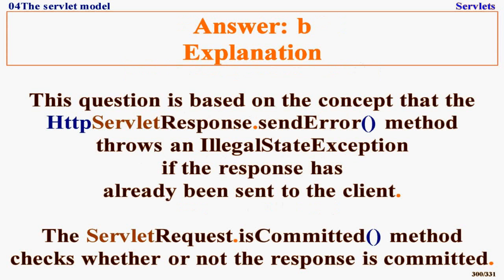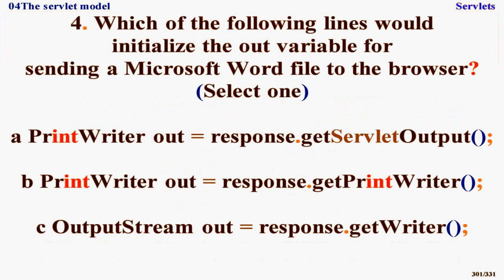Answer: B. Explanation: This question is based on the concept that the HttpServletResponse sendError method throws an IllegalStateException if the response has already been sent to the client. The ServletResponse isCommitted method checks whether or not the response is committed. 4. Which of the following lines would initialize the out variable for sending a Microsoft Word file to the browser?